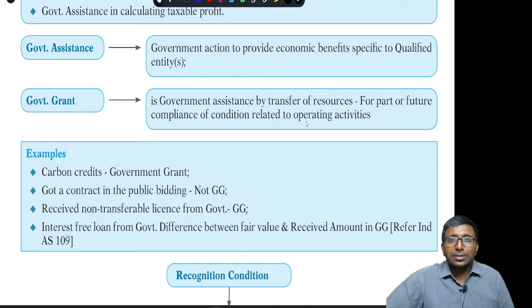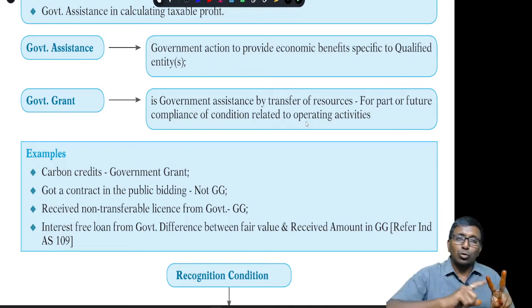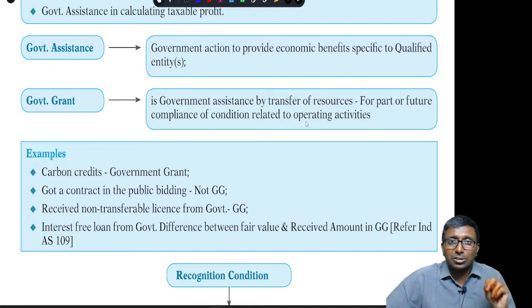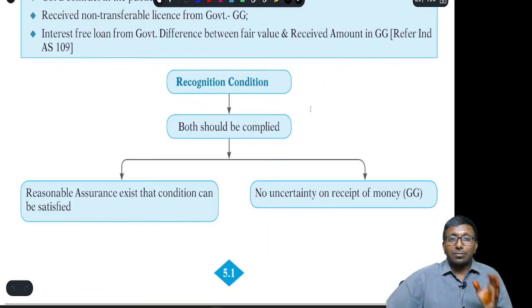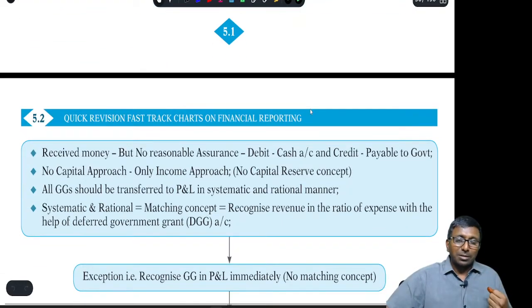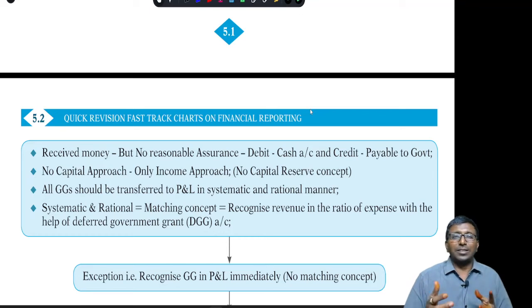When to recognize a government grant? You should recognize the government grant only when you satisfy two conditions. One is there should be reasonable assurance that the conditions will be satisfied, and there is no uncertainty with respect to ultimate receipt of the money or money's worth. Reasonable assurance in the sense management should be confident enough that they will be able to satisfy the conditions. Suppose you received the money, but if the management is not confident, then you should not recognize it as a grant, because the company has to repay that money.